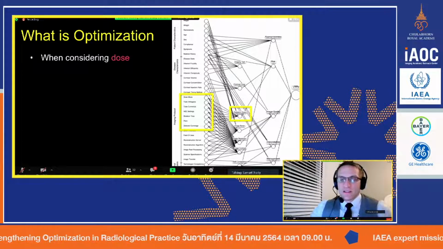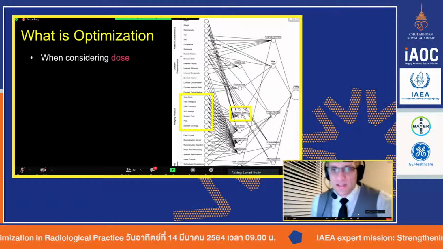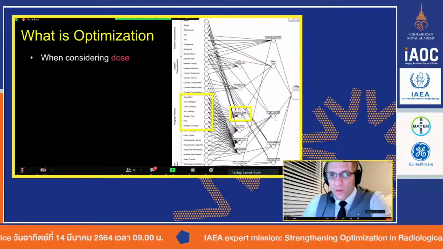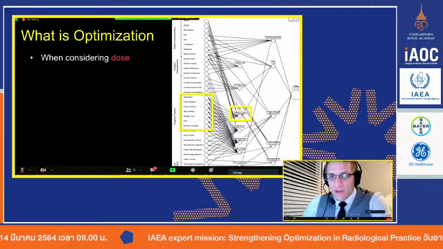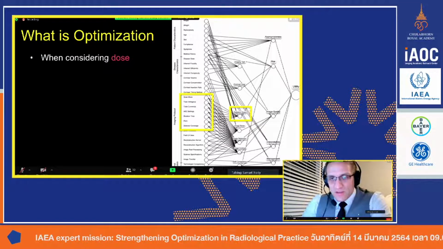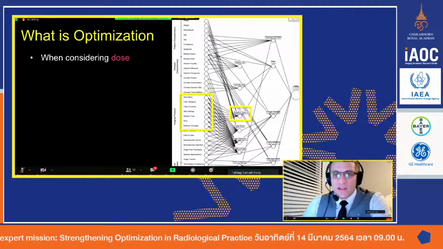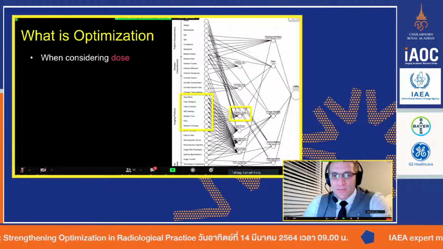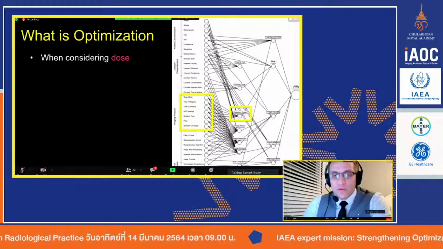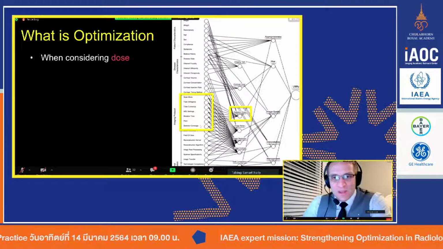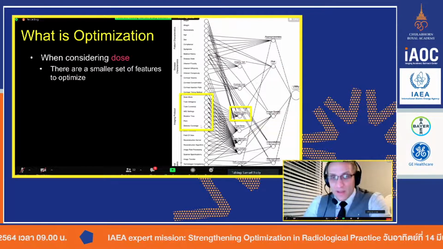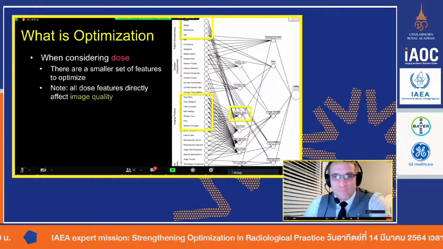So going back to this interconnected web chart, we were a moment ago talking image quality, about an hour ago. And now let's focus on the dose side. You can see here this dose side, this yellow box, it only points to a very small number of parameters to affect. And so there are small features for us to optimize. That's actually a good thing. It makes our task not as complicated.